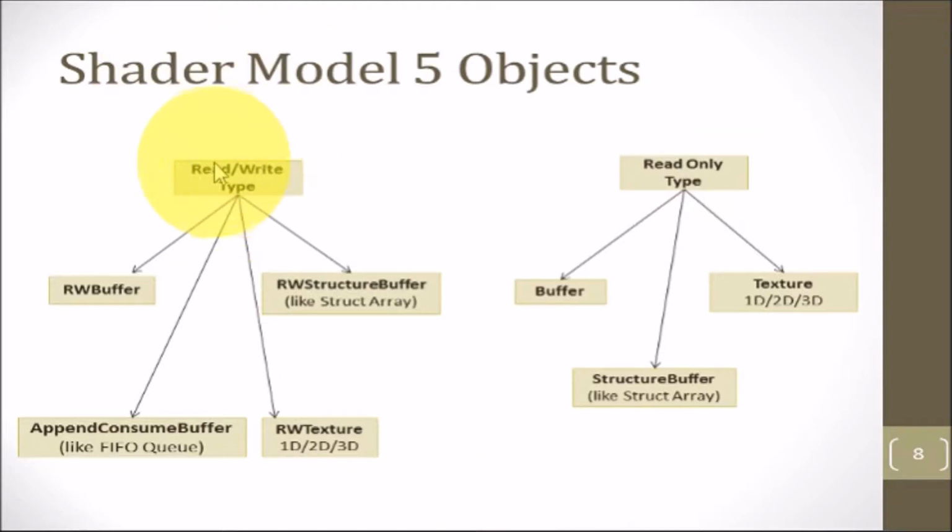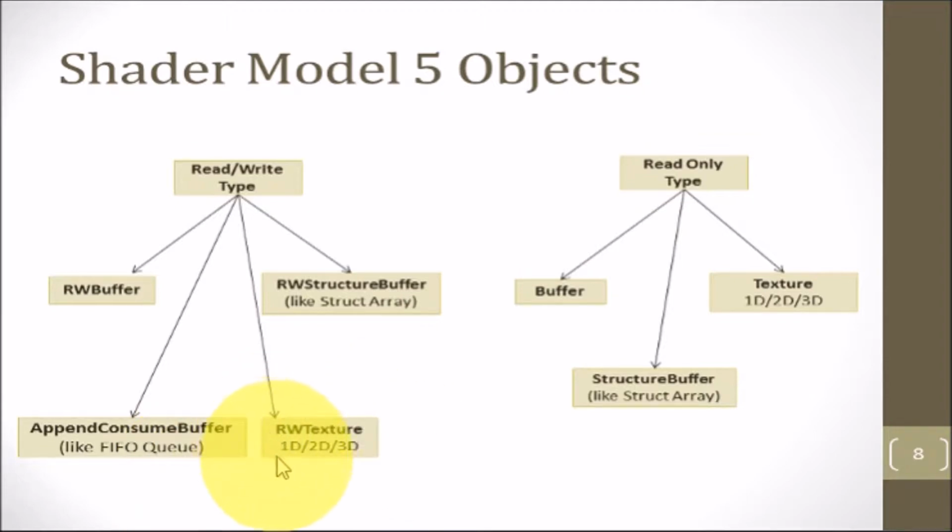So the first one is the read-write type. In the read-write type data structure, there is read-write buffer, which is probably a raw buffer, and then append and consume buffer, which is more like a first in first out queue. But in this case we don't have to implement it manually. This has an API like dot append and dot consume, so it maintains a counter for you.